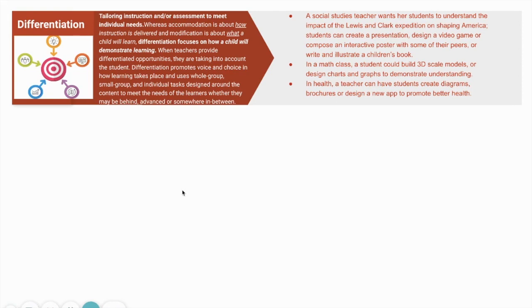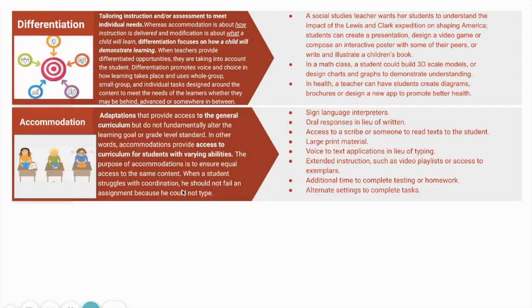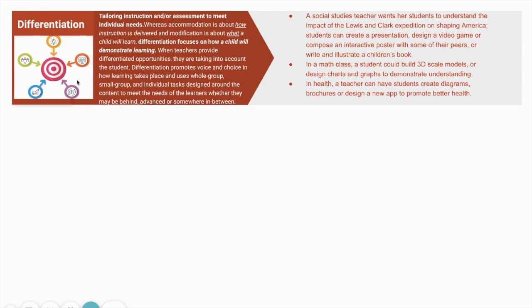So if we look at all these terms stacked up one on top of another, this is what we see. We see differentiation is tailoring instruction and or assessment to meet individual needs. This is going to focus on how we teach our students as well as how they demonstrate understanding. For example, we might have a social studies teacher who wants her students to understand the impact of Lewis and Clark's expedition on shaping America.